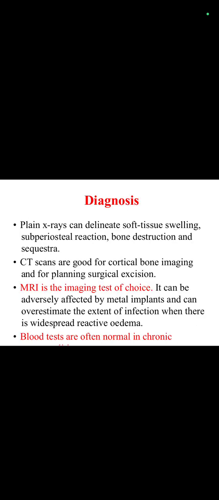Okay, MRI. First of all, X-ray, CT, MRI. MRI is the imaging test of choice. Blood tests are often normal in chronic disease. Plain X-rays can delineate soft tissue swelling, subperiosteal reaction, bone destruction, and sequestra.